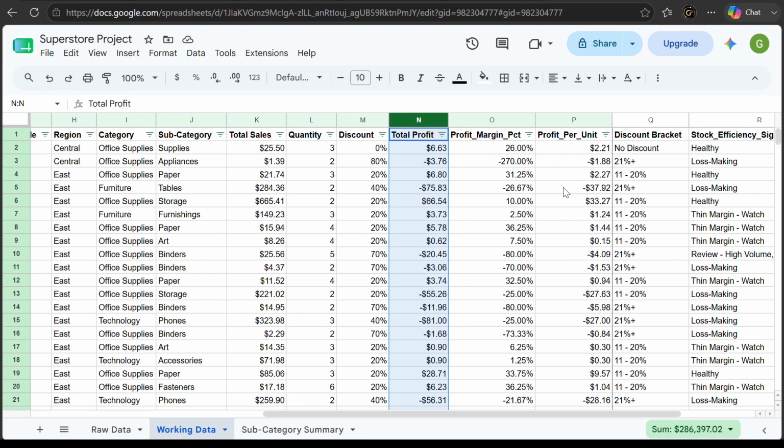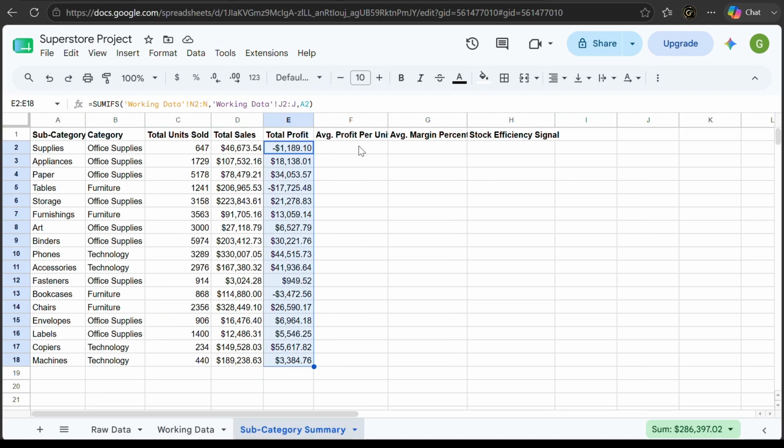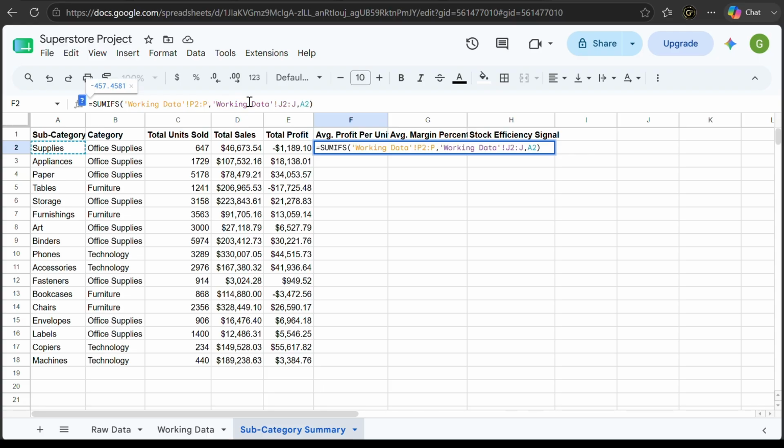Now, what about the average profit per unit? We just need column P also, right? So I'm just going to come here and place my focus on that cell. When it comes to my formula bar, I'm going to do this. I'm just going to change it to P this time, and then I'm going to press enter. So you can see average profit per unit. I'm going to draw this down.